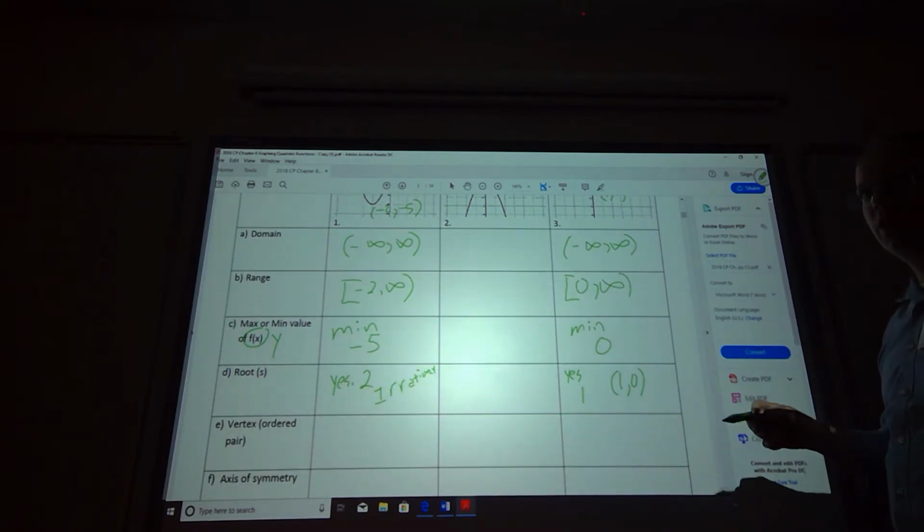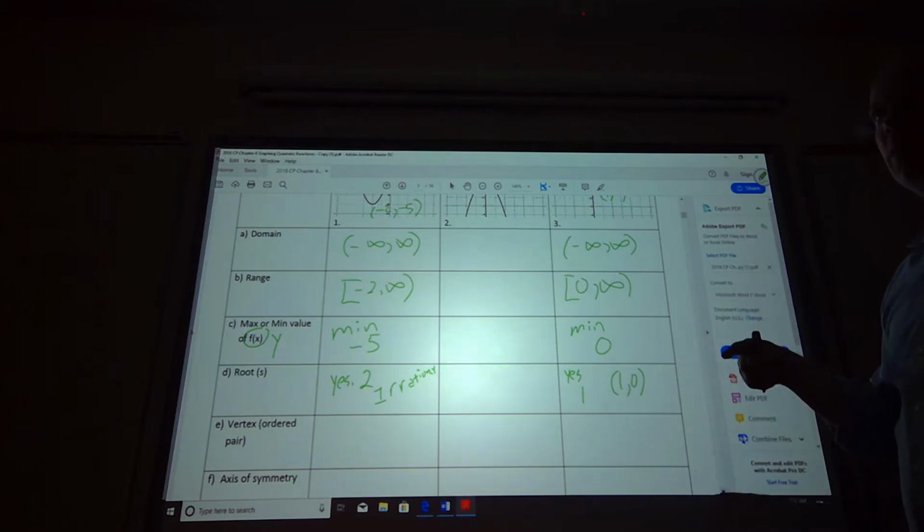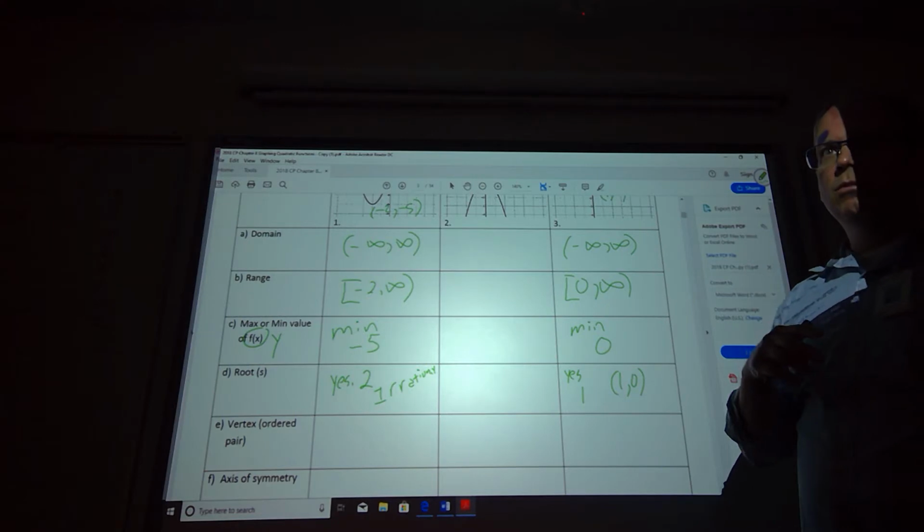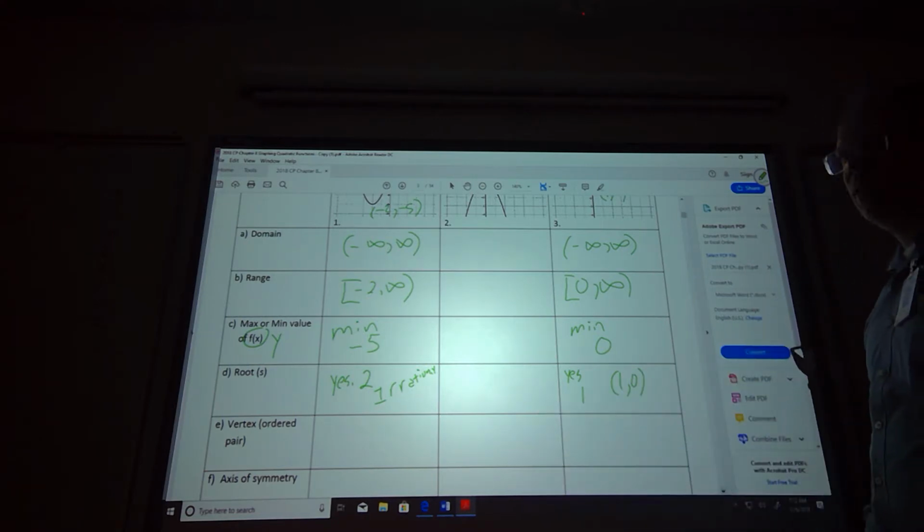Remember the difference between rational and irrational numbers. A rational number is any number that can be written as a fraction. An irrational number is a decimal that goes on forever, and you can't find the fraction that goes with it.